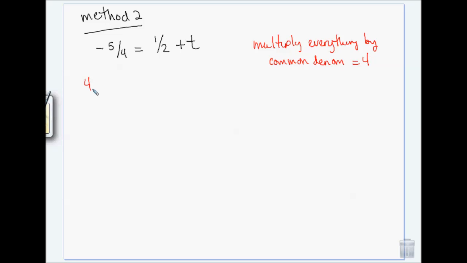Which is 4. So I'm going to have 4 times negative 5/4 is equal to 4 times 1/2 plus 4 times t. This 4 and that 4 will cancel each other out, essentially. And so I'll have 1 times negative 5, and that just gives me negative 5.